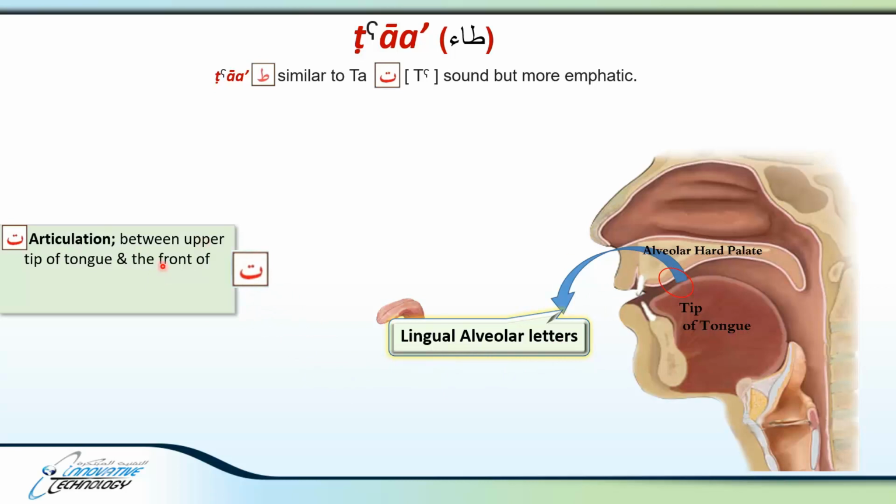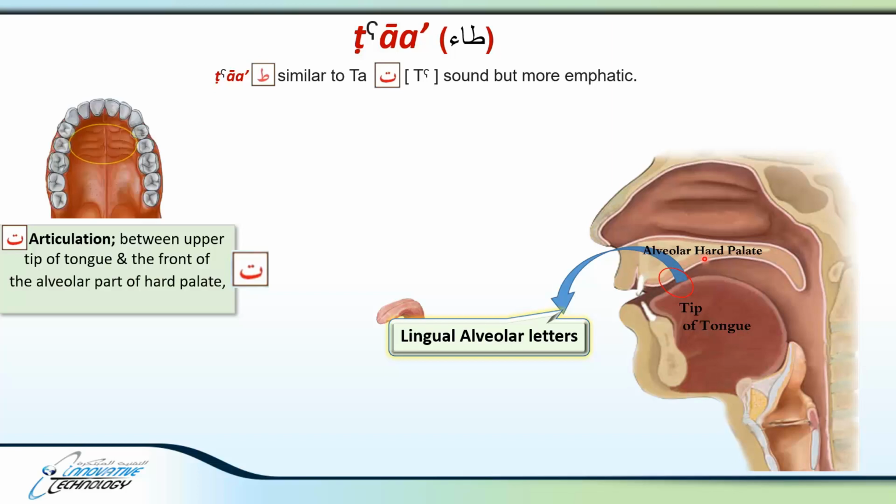Between the upper part of the tip of the tongue, this is the tip of the tongue, and this is the upper part of it, and the alveolar part of the hard palate. This part is equivalent to the ridged area of the hard palate just behind the teeth. We pronounce the Ta without raising the back of the tongue, without raising the root of the tongue.